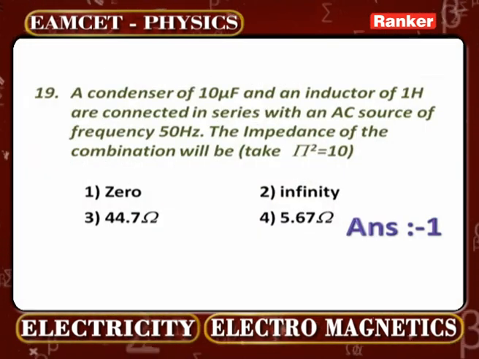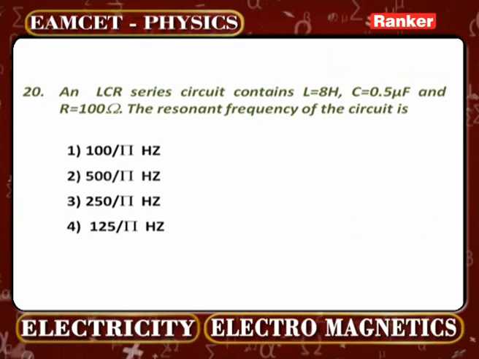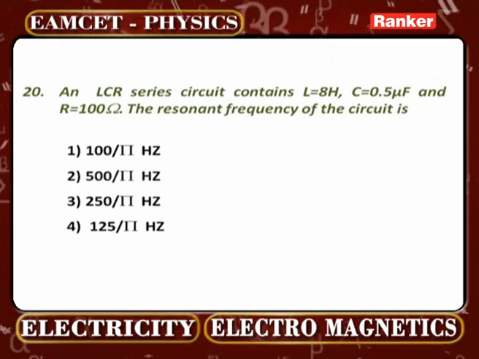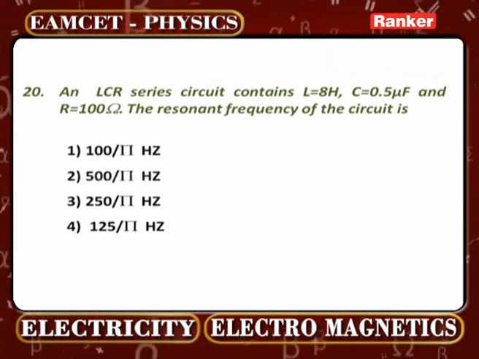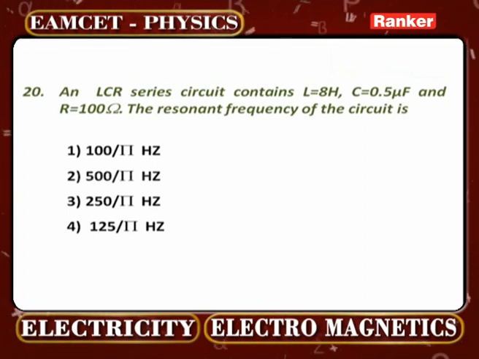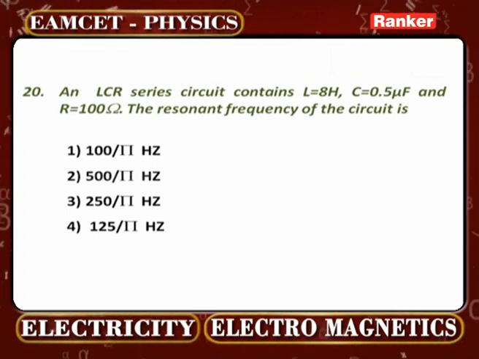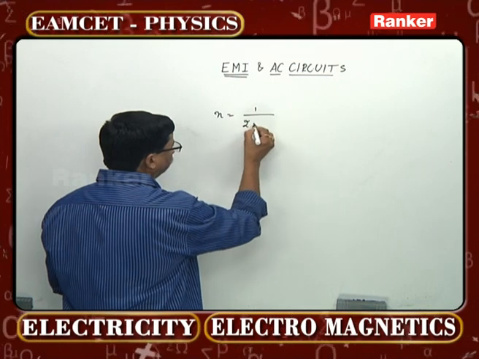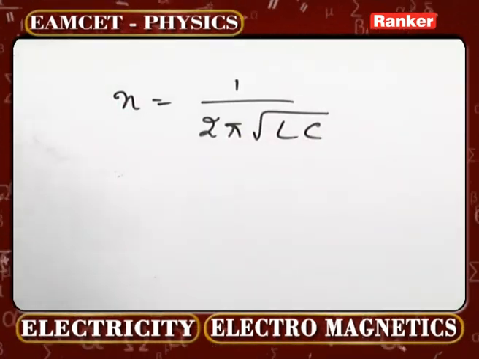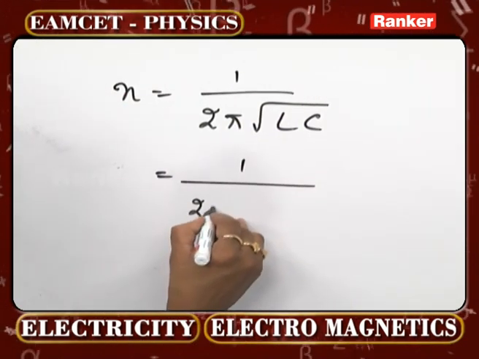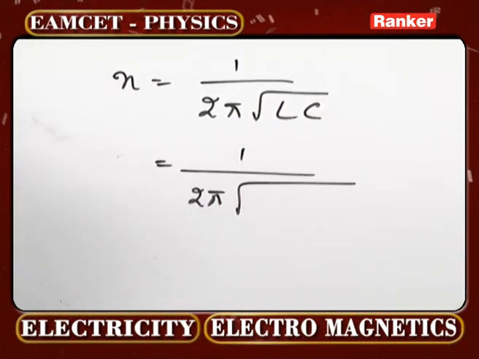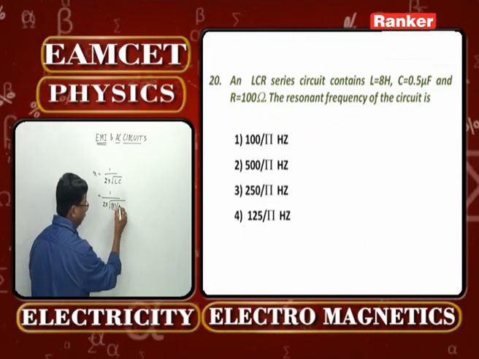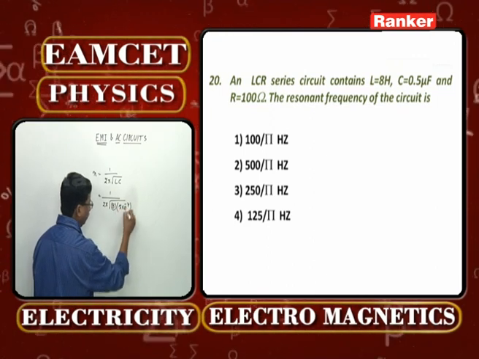Look at the next problem, problem number 20 please. An LCR series circuit contains L is 8 Henry, C 0.5 microfarad and R 100 ohm. Resonant frequency of the circuit is how much? That is the concept. Resonant frequency, observe that wording carefully please. N is equal to 1 by 2 pi root LC. So you can directly write 1 by 2 pi times root of, what is L given? It is 8 Henry. What is C given? 0.5 microfarad, so 5 into 10 power minus 7 you can write.